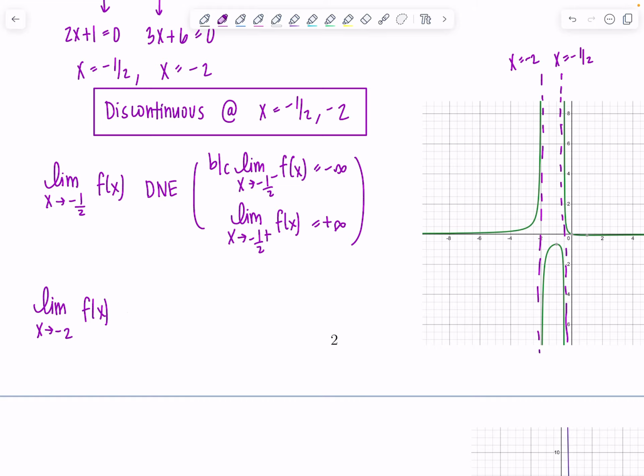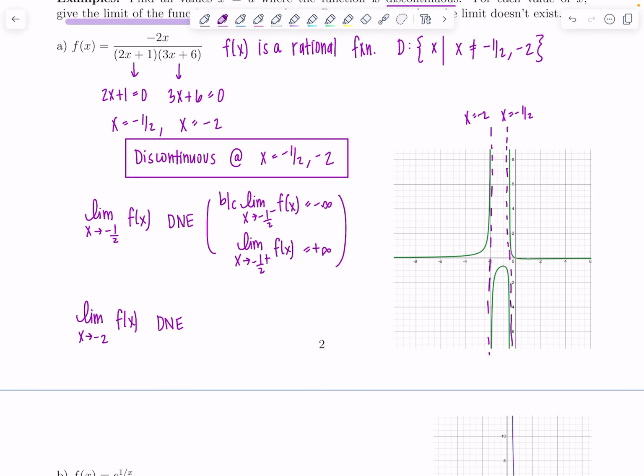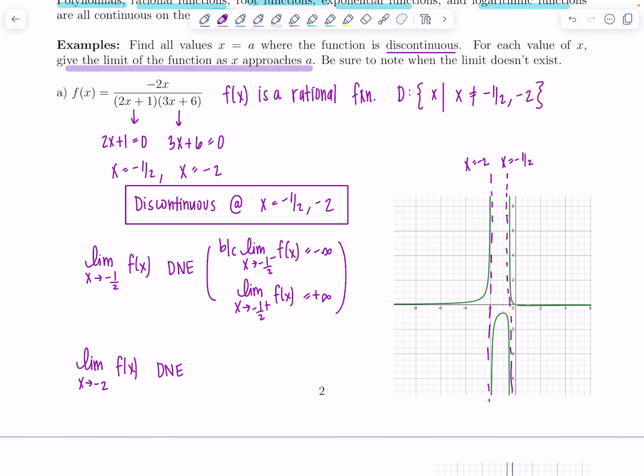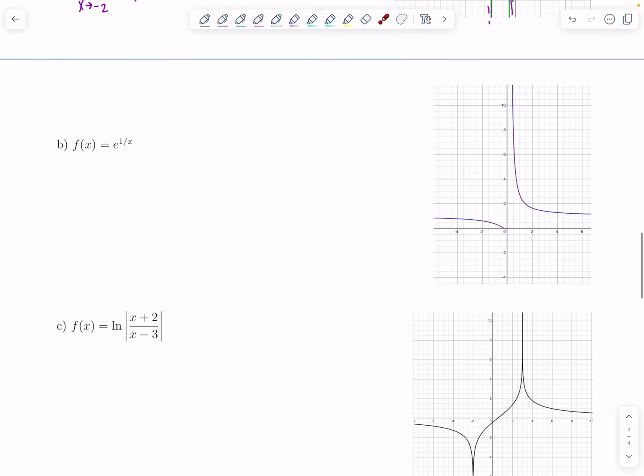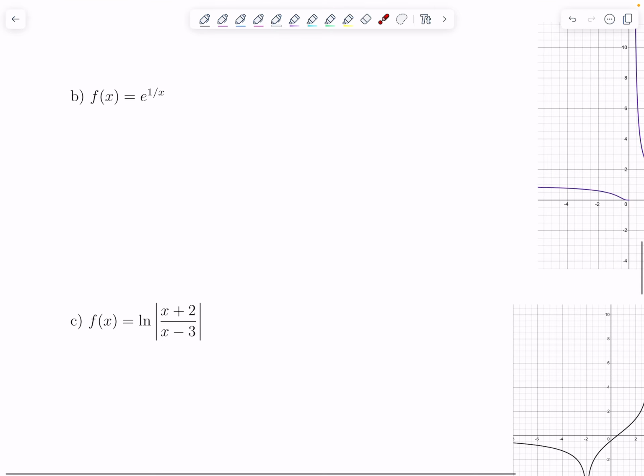The limit simply does not exist. And then everywhere else, f of x is continuous. So I don't need to check conditions 1, 2, and 3. If someone said, hey, is the function continuous at x equals 0? I'd say, yep. And I don't need to confirm checking 1, 2, 3 from my definition. I can just say f is rational. It's continuous everywhere on its domain. Nice, right? Okay, next one let's look at is f of x equals e to the 1 over x.